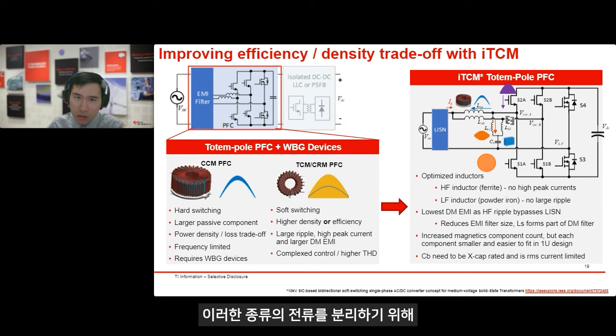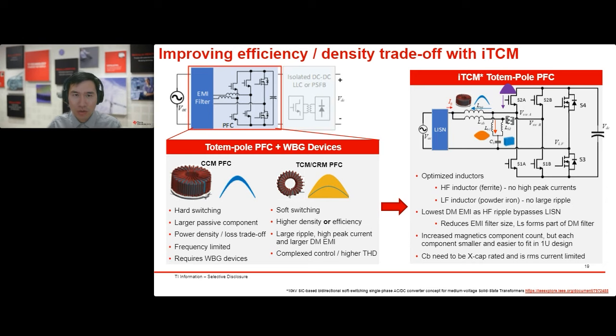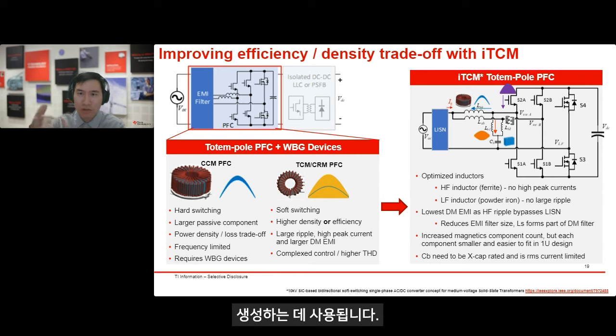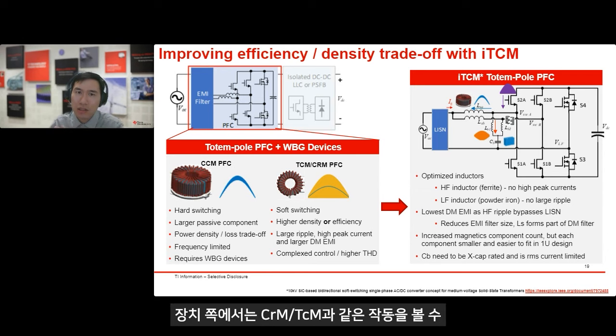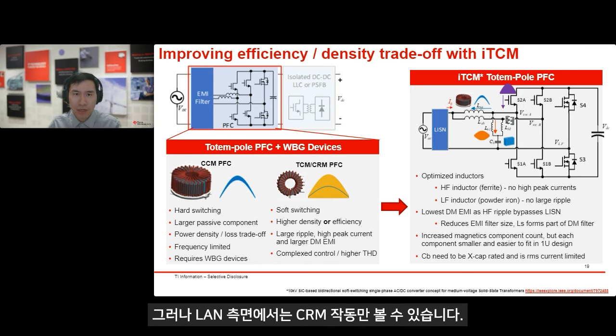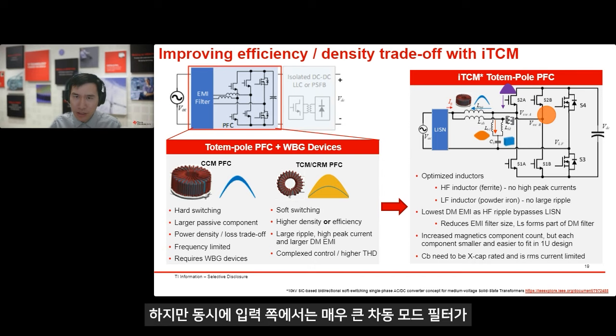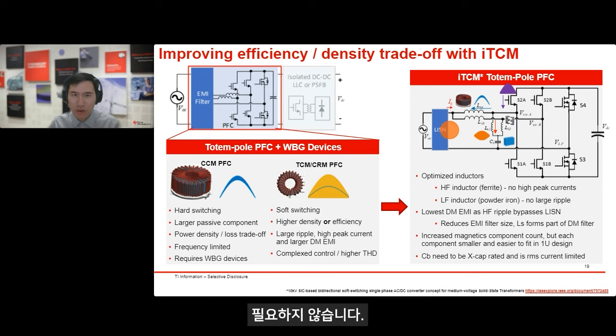It uses an additional RLC branch here to separate the current. This LC is used to generate additional ripple on top of the CCM operation. So from the device side, you will see CRM, TCM-like operation, but from the line side, you will only see a CCM operation. So this is more like taking advantage of both operations. On the device side, there's no switching losses, but at the same time you don't need a very large differential mode filter on the input side.